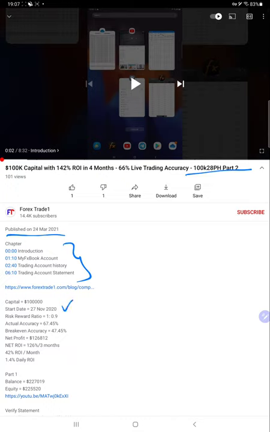Risk reward is somehow maintained around 1:0.8 to 0.9 or 1:1, and the actual accuracy is above 65%. So part 1, part 2, complete details and trading account statement is already mentioned in the YouTube description, and for this account update also it will be updated. We'll verify the MyFxBook for this.